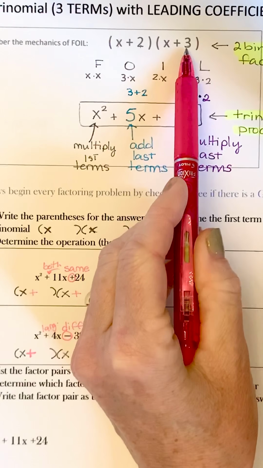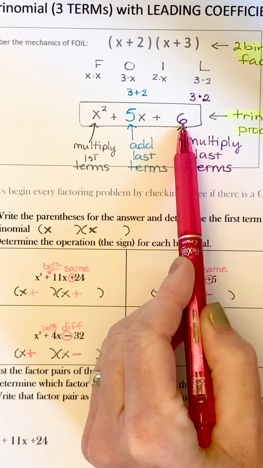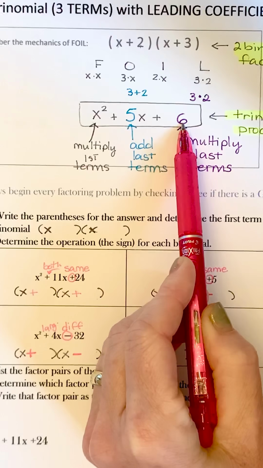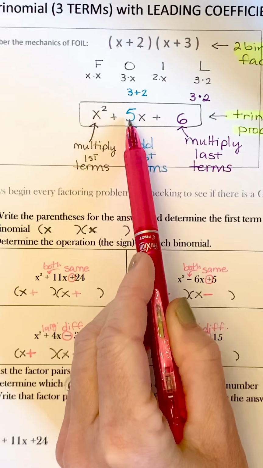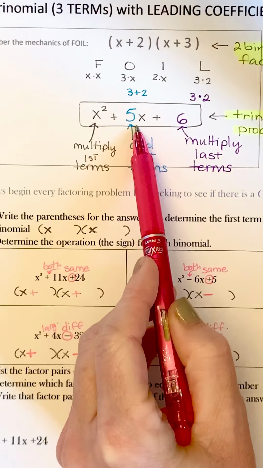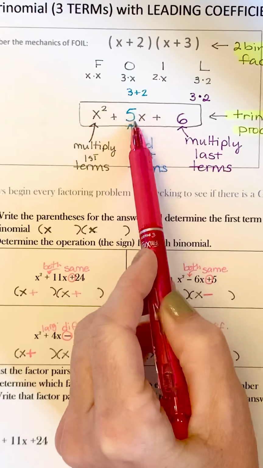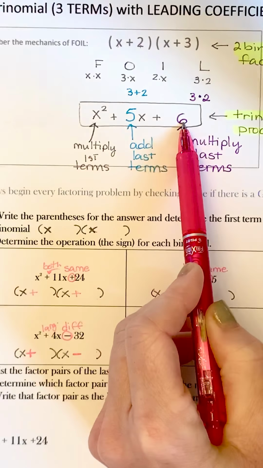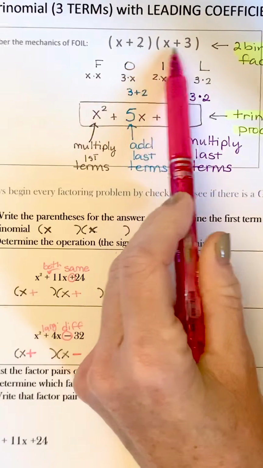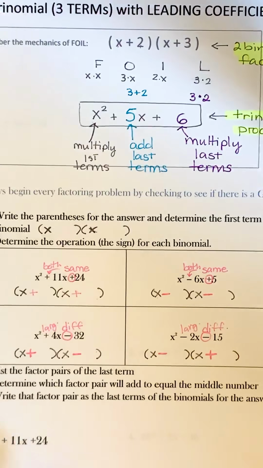Okay, so the last term is a 6. The factor pairs of 6 would be 1 and 6 and 2 and 3. Then you have to decide which factor pair would add to give you a 5. Well, it's 2 plus 3 that gives you a 5. Remember, the other factor pair for 6 was 1 times 6, and 1 plus 6 is a 7. So we can't use the 1 and 6. You would have to use the 2 and 3. Okay, let's look at that and actually work it out now.